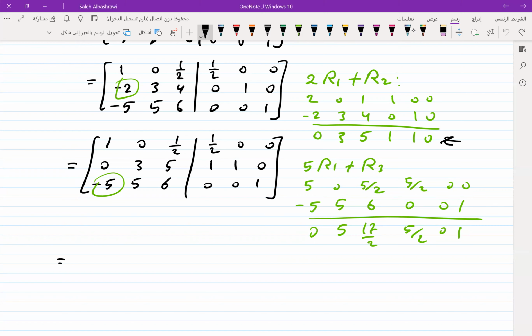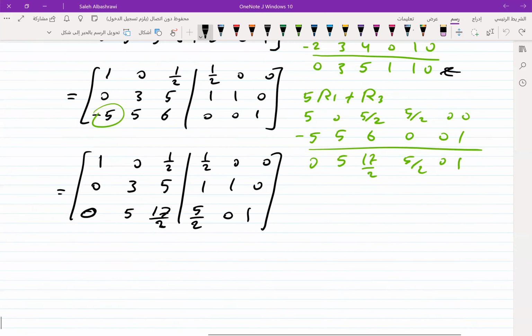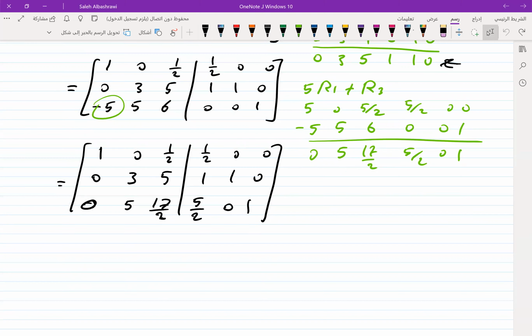So the new matrix will be 1, 0, 1/2, and 0, 0, 0, 3, 5, 1, 1, 0, and this will be 0, 5, 17 over 2, 5 over 2, 0, 1. So we are done with the first column. Let's move to the second column now.